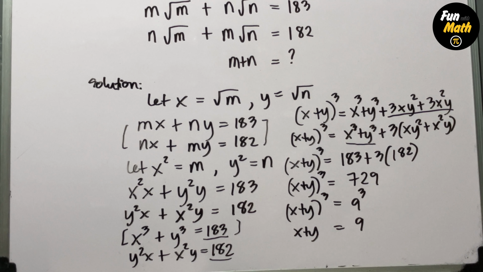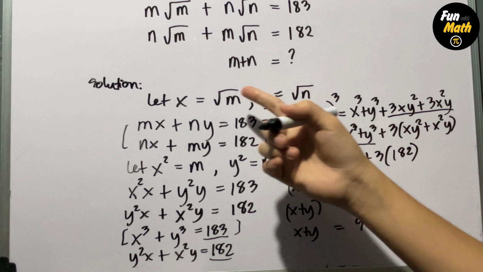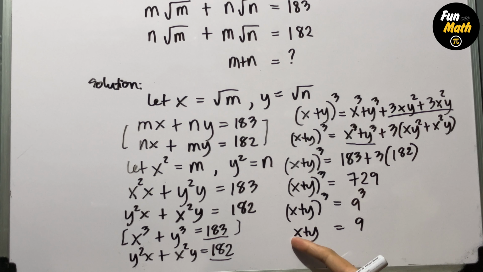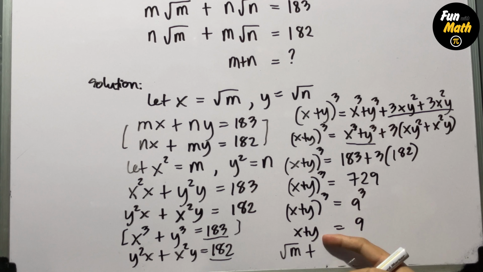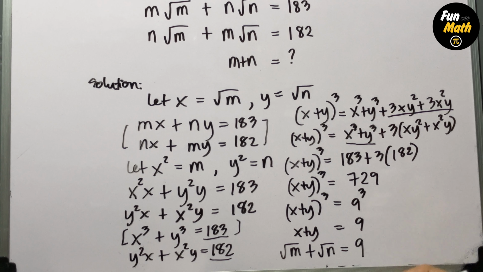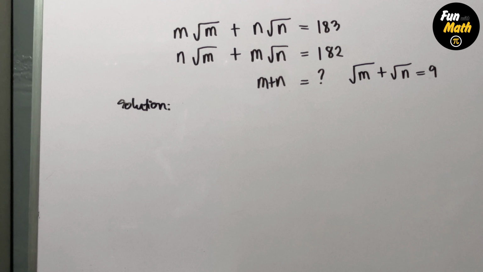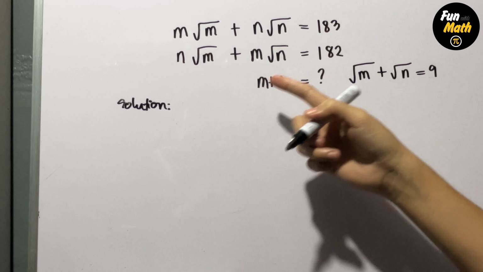So to get the value of m plus n, let's recall that earlier we let x be equal to square root of m and y be equal to square root of n. So let's replace x with square root of m, as well as y with square root of n, then equals 9. So now we have square root of m plus square root of n is equal to 9. Now to continue, let's go back to our given equations. For these two equations, we need to add.